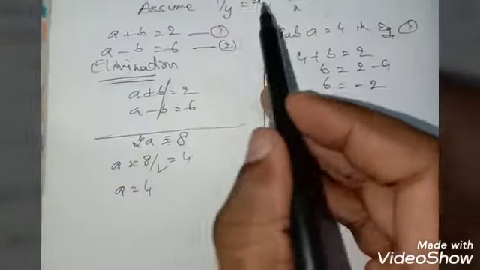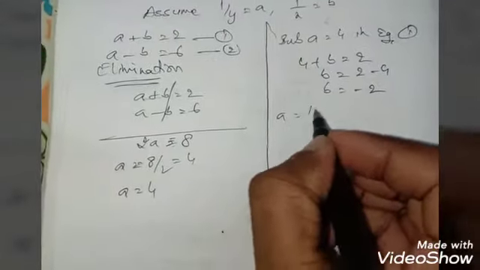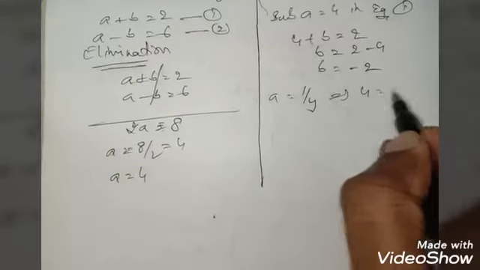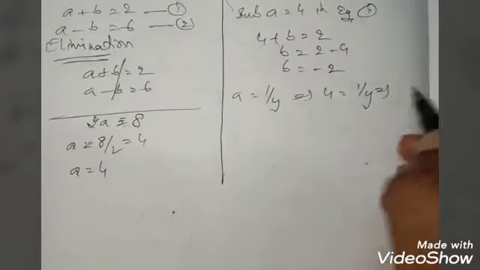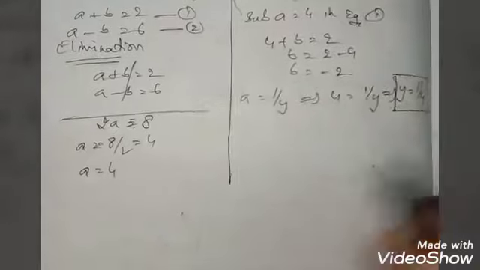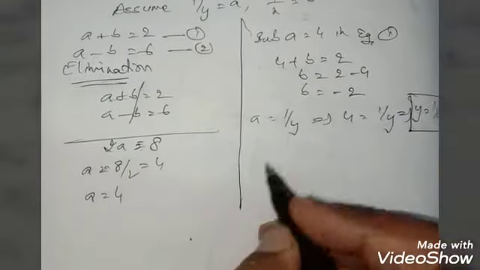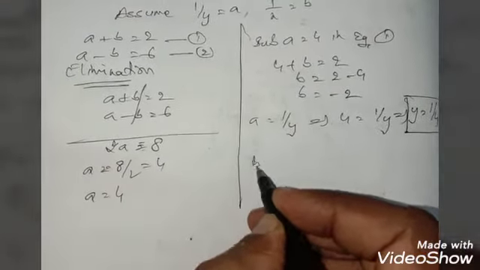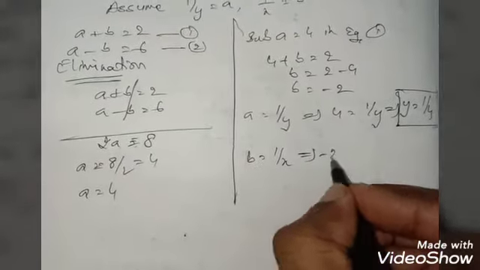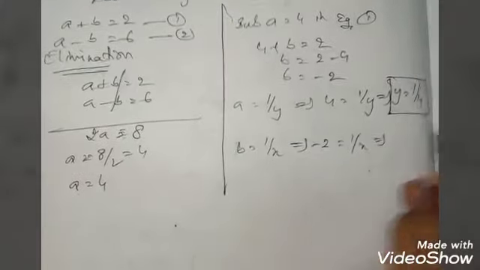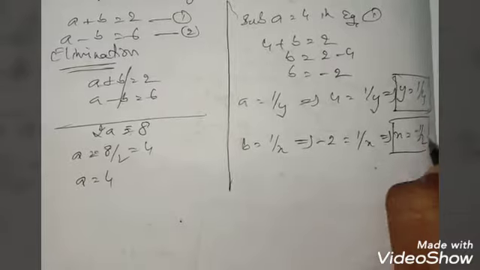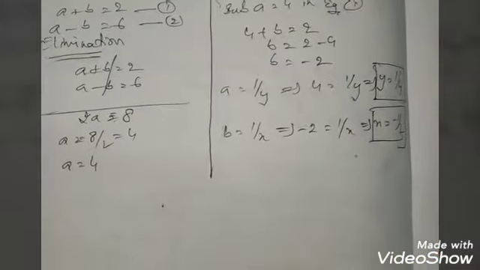Now what have we assumed a as? See, a is nothing but 1 by y. Now what is a here? 4. That is 4 is equal to 1 by y. Now if I cross multiply, y is equal to 1 by 4. So like this I am getting the value of y. Now what have we assumed as b? So b is equal to 1 by x. Now what is b here? Minus 2. So minus 2 is equal to 1 by x. Now if I cross multiply, x is equal to minus 1 by 2. So like this we are finding the value of x and y.